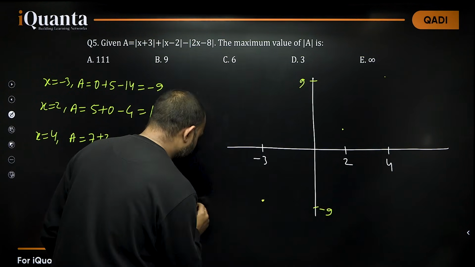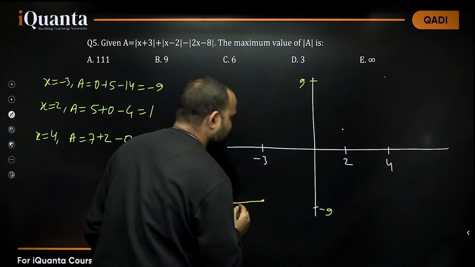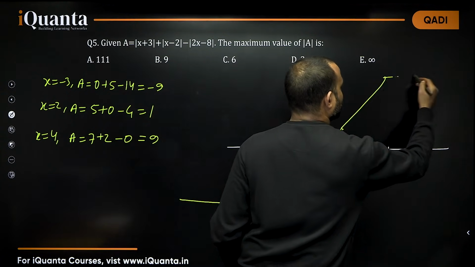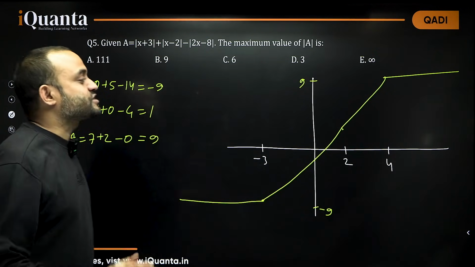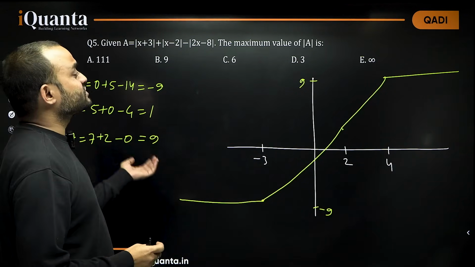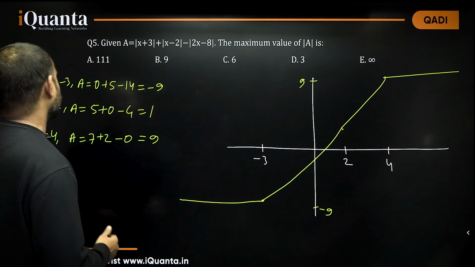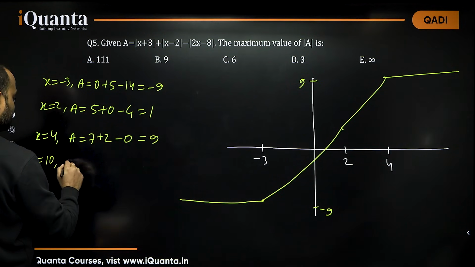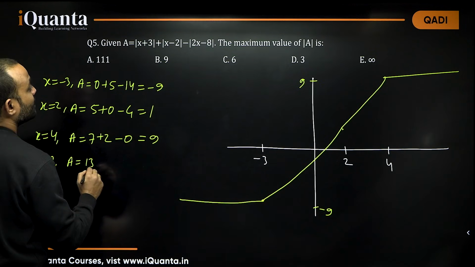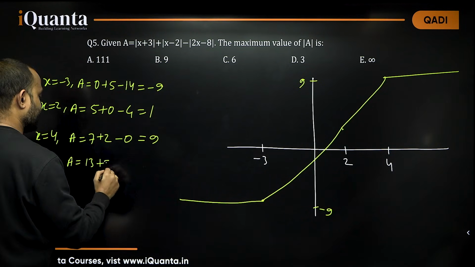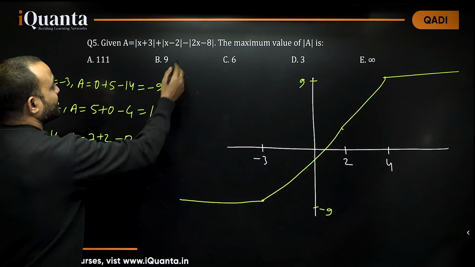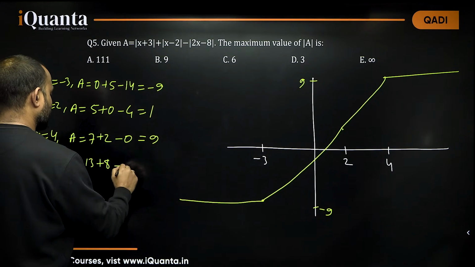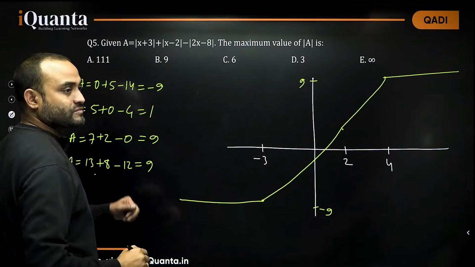So the graph will go like this. From here, deviation, then another deviation, and this will be constant. If you check any value of x which is greater than 4, you are going to get the same value. See, if I put x is equal to 10, what will happen? 10 plus 3, 13, and 10 minus 2 is 8, minus, and 10 into 2, 20 minus 8 is 12. So this is, once again, 21 minus 12 is 9.